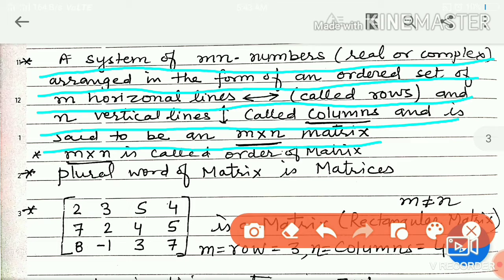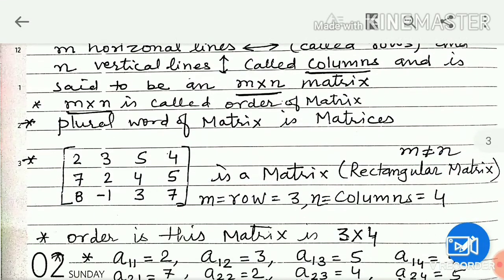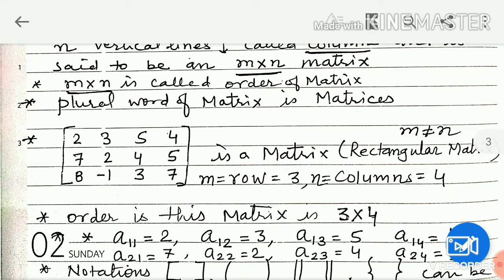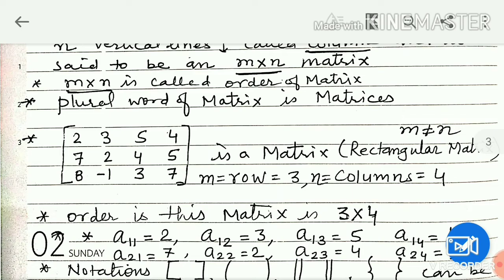Look here, one example I have given you. This matrix is given. How many rows are here? 3 rows. Okay, we have first, second, and third row. And how many columns are there? First, second, third, and 4 columns are here. So this matrix is called a 3 into 4 matrix, and 3 into 4 is called the order of this matrix. The order of the matrix is 3 into 4.